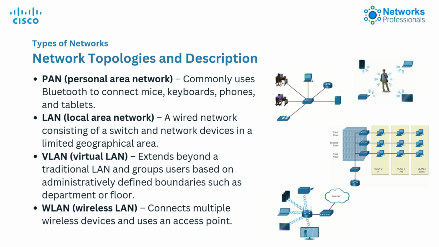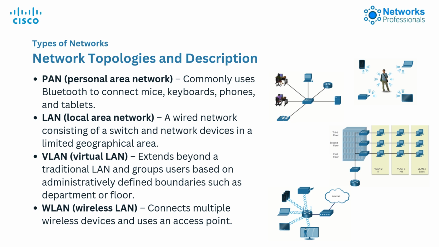VLAN, Virtual LAN. A VLAN is a more flexible version of a traditional LAN. It allows network administrators to group users and devices logically instead of physically, for example, by department, role, or floor within a building. Even if users are in different physical locations, they can be on the same virtual network, improving organization and security.